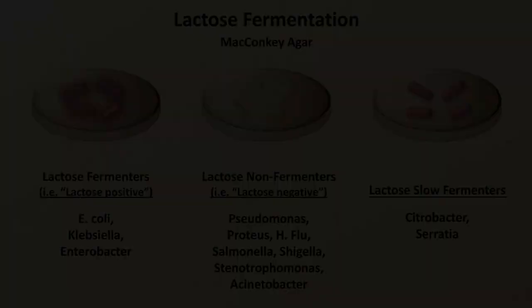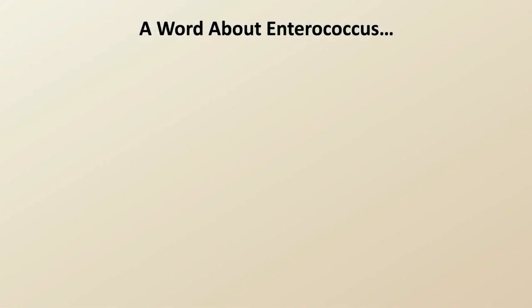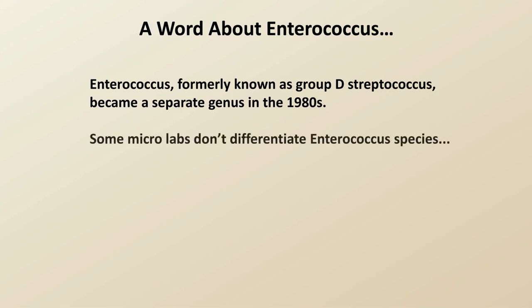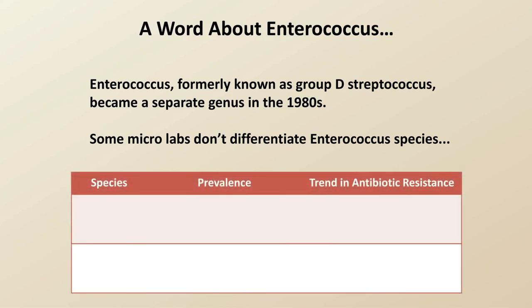I'd like to talk just for a minute more about Enterococcus. As I already mentioned, it was formerly known as Group D Streptococcus until the 1980s. And as I mentioned near the very beginning of the lecture, many people refer to all Enterococcal species simply by the genus name. In fact, some microlabs don't even routinely differentiate Enterococcus species. This is really problematic because the species don't act the same. There are 2 major pathogenic enterococcal species.